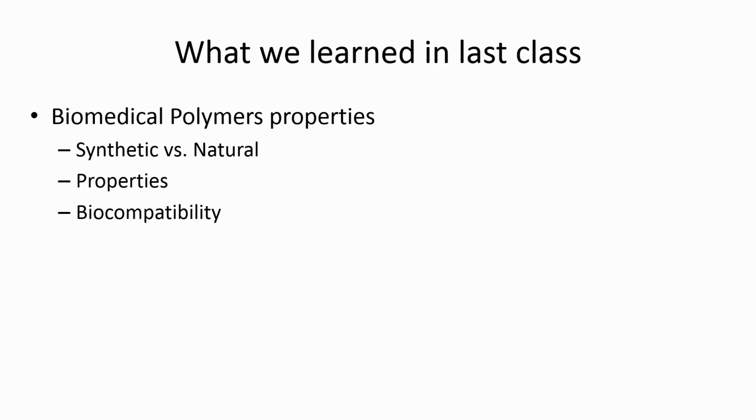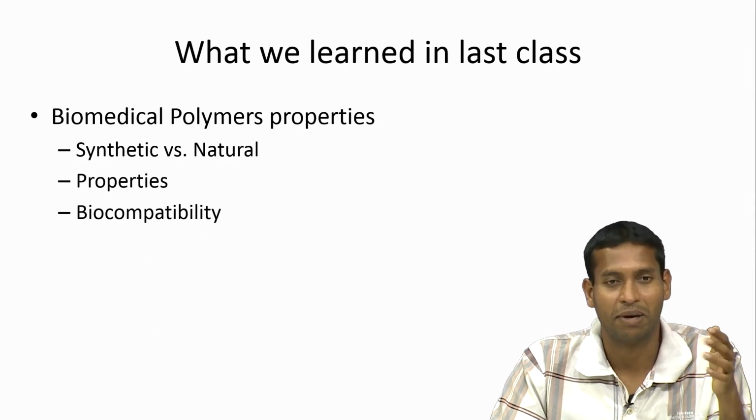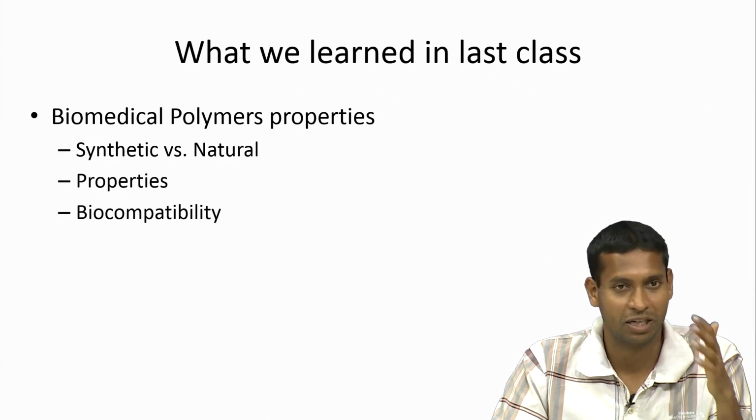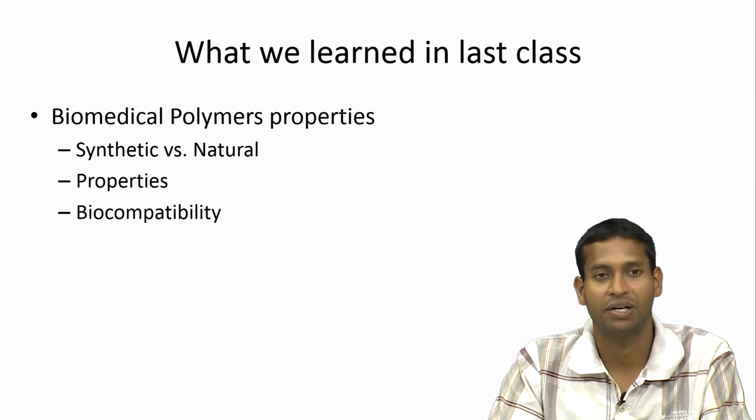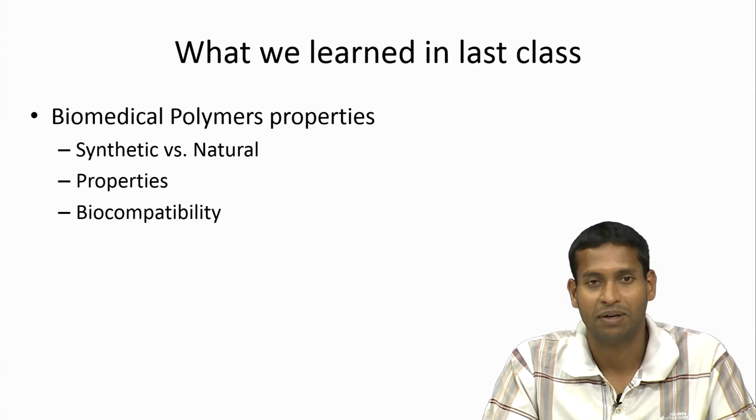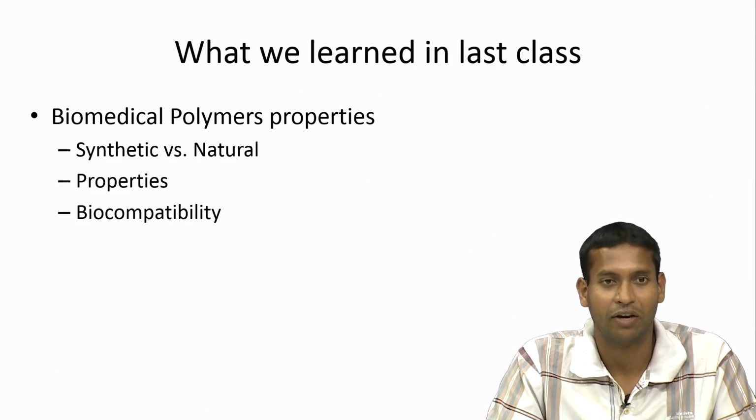Then we talked about biocompatibility. So, whether the polymer is biocompatible or not, whether it elicits an immune response, whether the blood lyses over it or whether the blood is stable on it, whether the proteins adsorb to it, all those things come under biocompatibility, which we will talk about further down in the course as well.